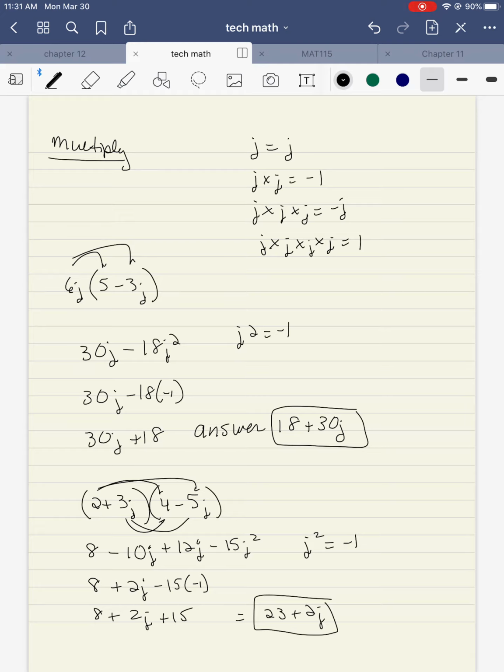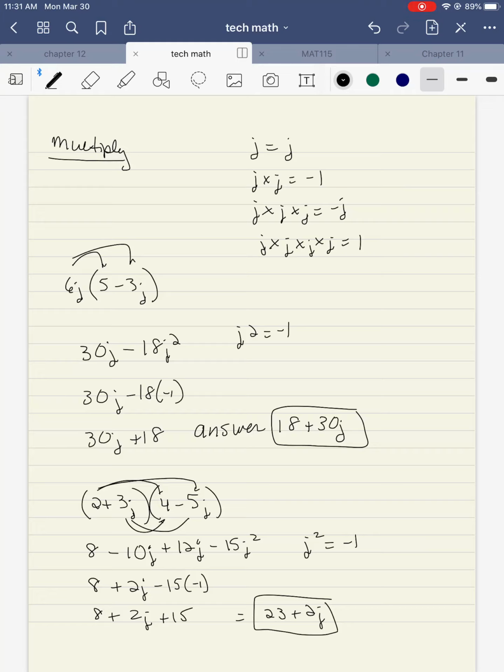Now when I distribute the 6j with the minus 3j, the numbers multiply, but the j's also multiply to make a j squared. So 6 times 3 is a negative 18, j times j is j squared, but j squared is a minus 1. So it's going to be negative 18 times a minus 1, which changes it to a plus 18. So the answer would be 30j plus 18, but you have to put it in the correct form with the real number first. So it's 18 plus 30j.